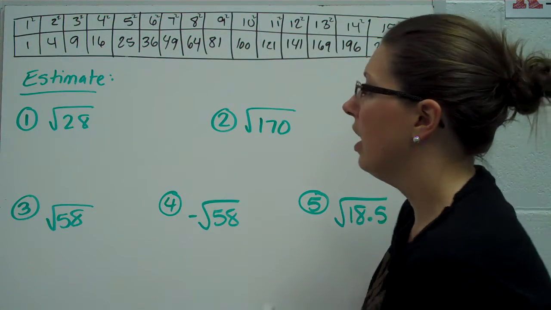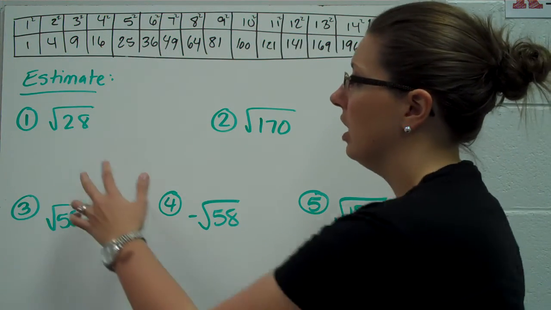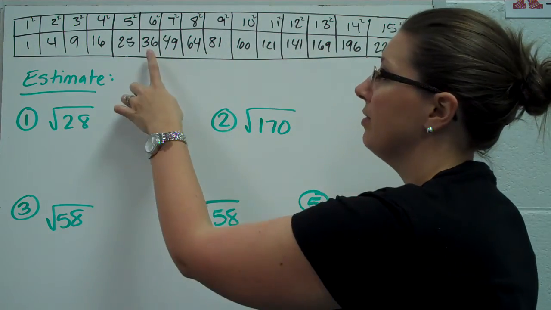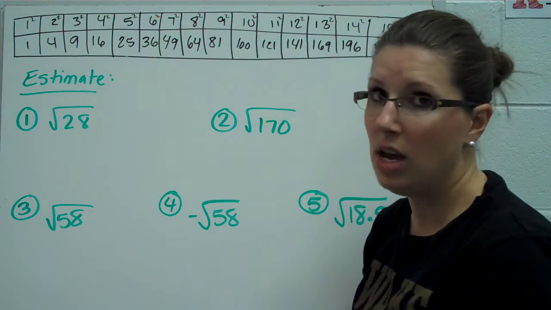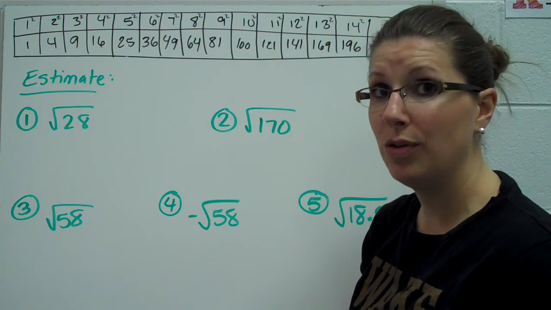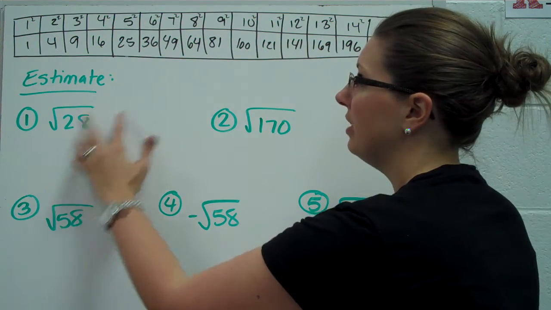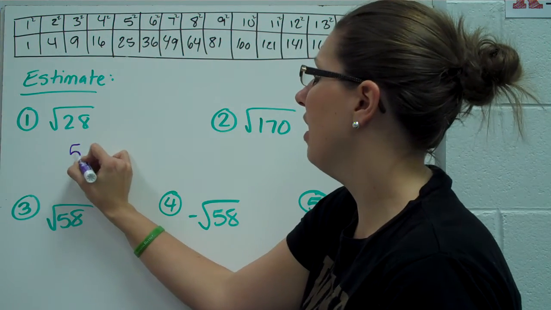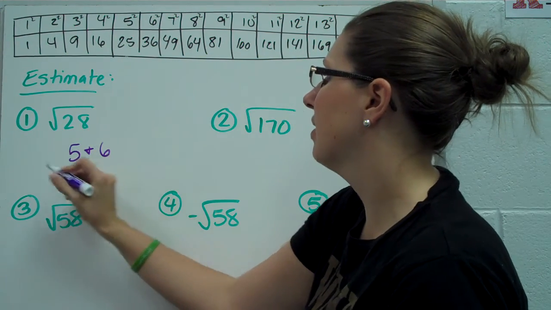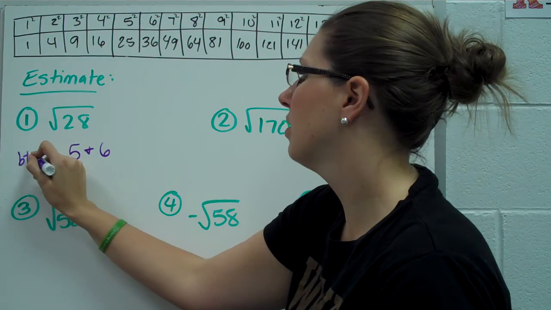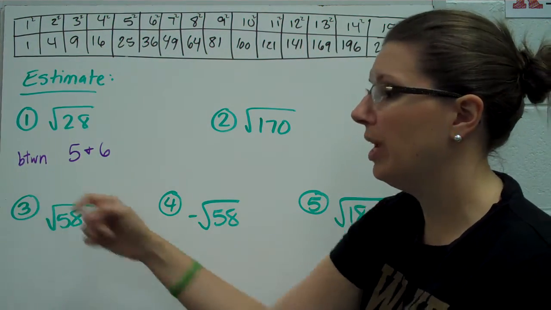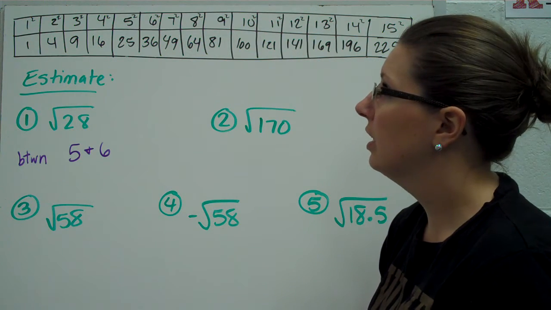So let me go back. If I was to take the square root of 25, I would get 5. If I were to take the square root of 36, I would get 6. I'm asked to take the square root of 28. So my answer is going to fall between 5 and 6. I just shorten the words to between 5 and 6. That's my solution.